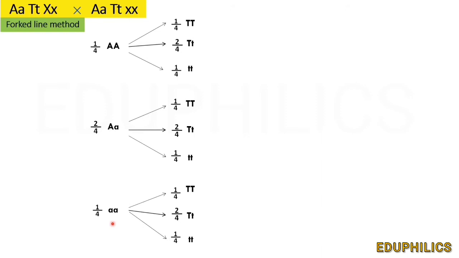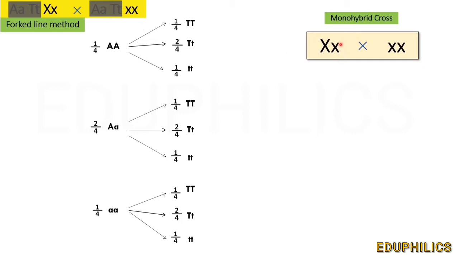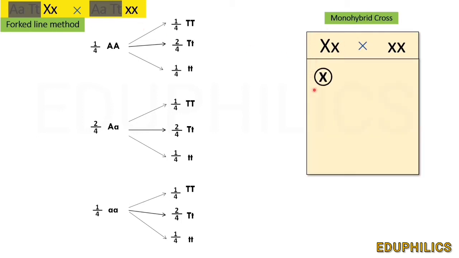Till now, we saw monohybrid crosses for the first two genes. Now let's consider the third gene, which is capital X into small x. So let's write the monohybrid cross. This is heterozygous in condition, so it produces two types of gametes, a dominant allele and another gamete with a recessive allele. This is homozygous recessive in condition, so it produces only one gamete which has the recessive allele.